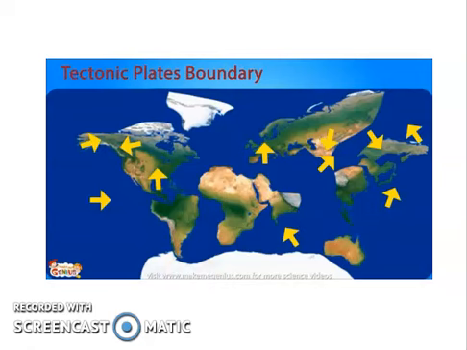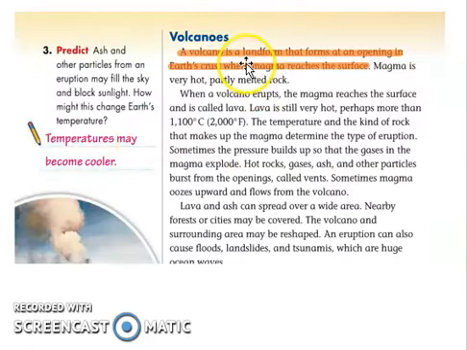Now, what are the other movements of the Earth's surface? Let's go to the next page, volcanoes. A volcano is a landform that forms at an opening in the Earth's crust. Through the Earth's crust, magma could come outside. Magma is molten rock. And when that magma reaches the Earth's surface, we call it lava. How hot is lava? The temperature is 1100 degrees Celsius or 2000 Fahrenheit. That temperature could break rock.